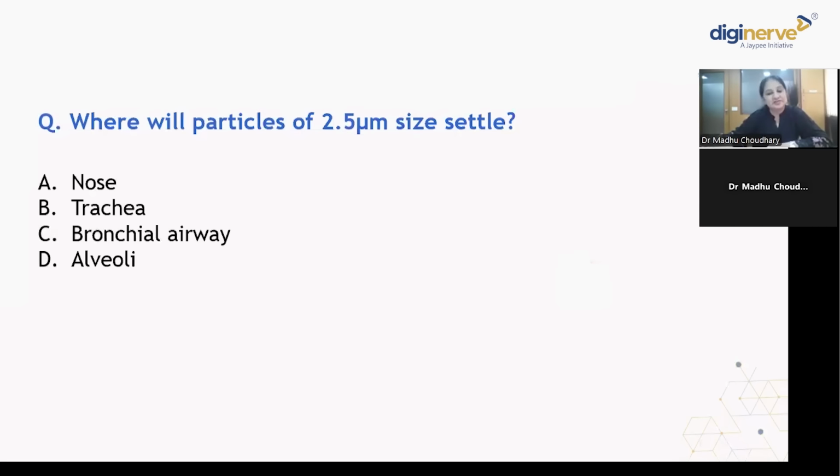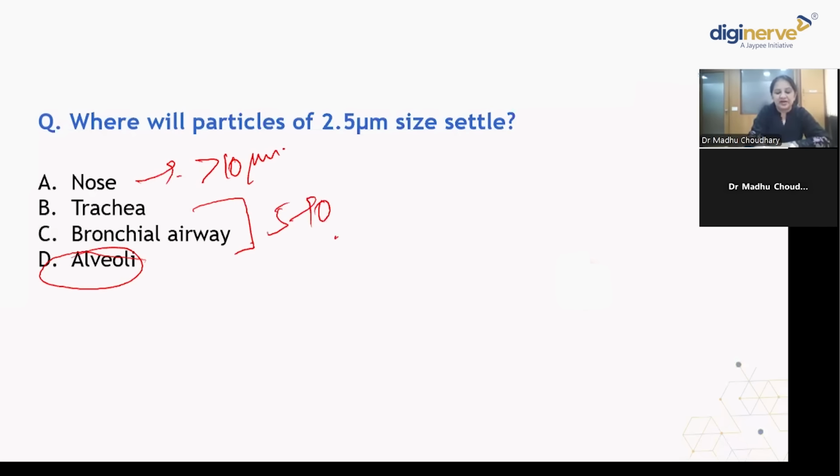So all the people staying in Delhi, I'm sure you will know the answer. Even if you're not staying in Delhi, you have to know the answer. Particles of size 2.5 micron will settle down in? Yes, will settle down in alveoli. In the nose, particle size would be more than 10 micron. Trachea and bronchi, their size would be 5 to 10 micron. And alveoli, it is 1 to 5 micron. This particle size will definitely fall in your alveoli, right? So, coming on to the next question.